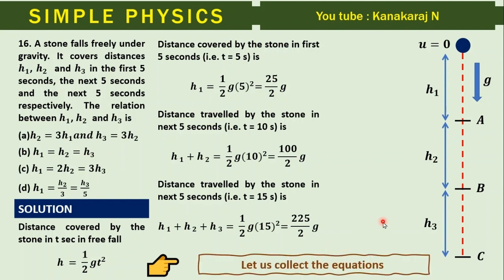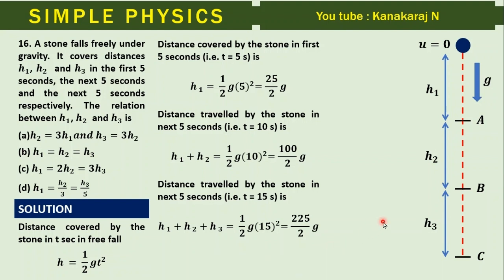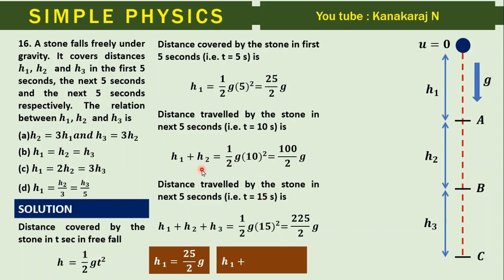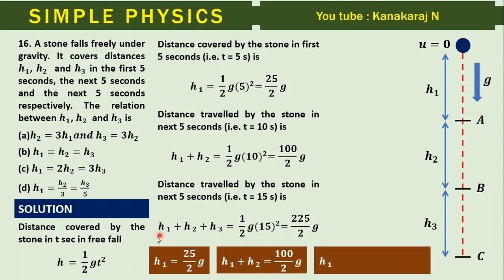Let us collect all the important equations. The first equation says h1 equals 25 upon 2 times g. The second equation is h1 plus h2 equals 100 upon 2 times g. The third equation is h1 plus h2 plus h3 equals 225 upon 2 times g.